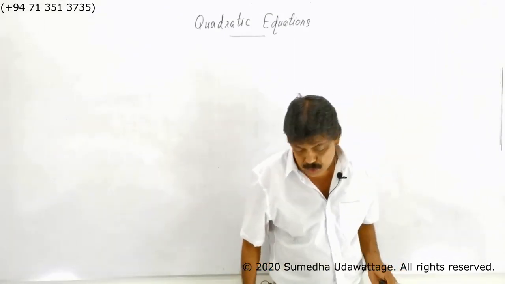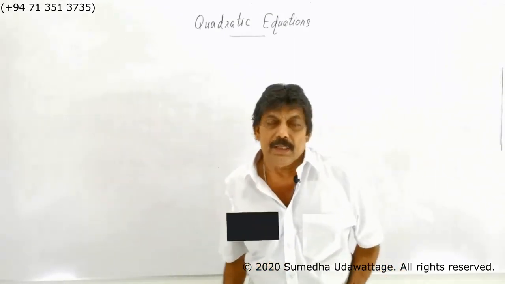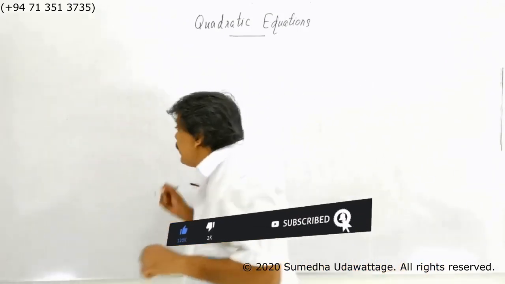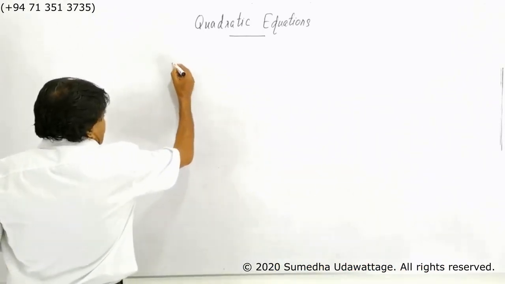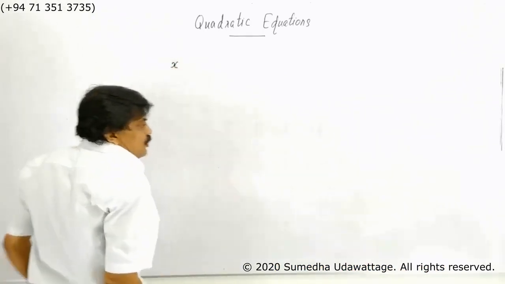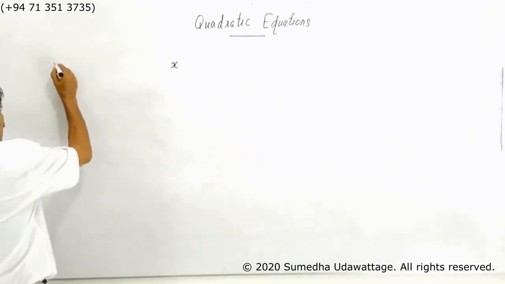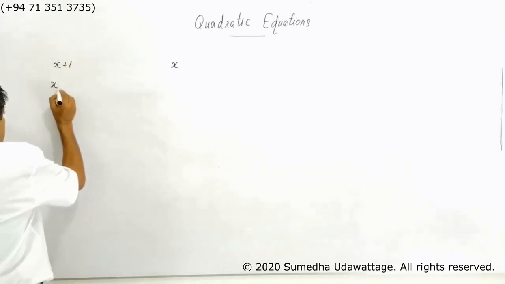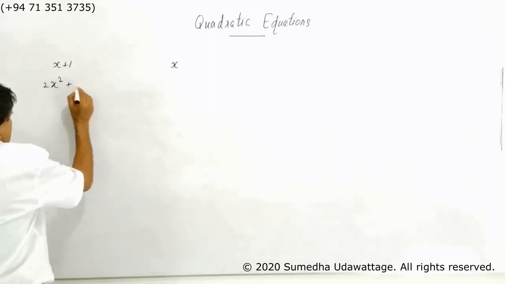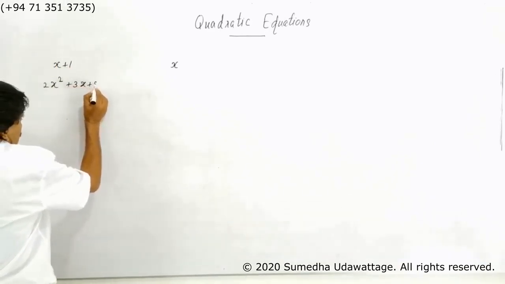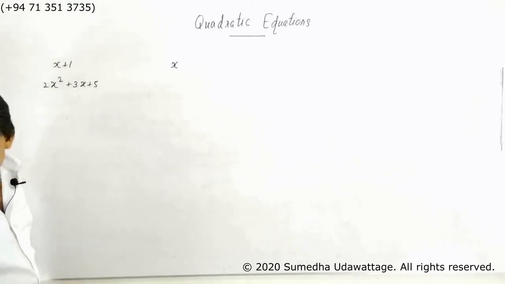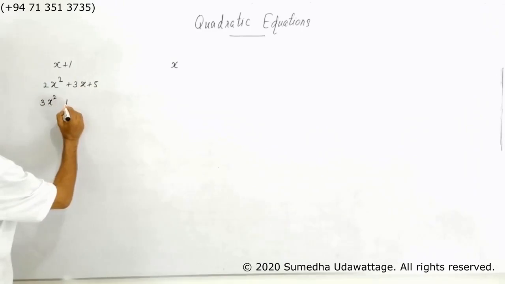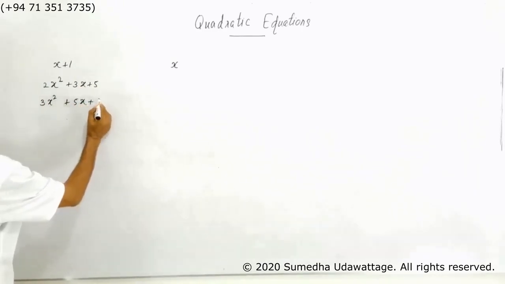Today, the lecture to be done is quadratic equations. To talk of a quadratic equation, you see like this. When x is a variable, in the sense of a changing value, think of an expression like this, or an expression like this, or an expression of the form 3x square plus 5x plus 7.